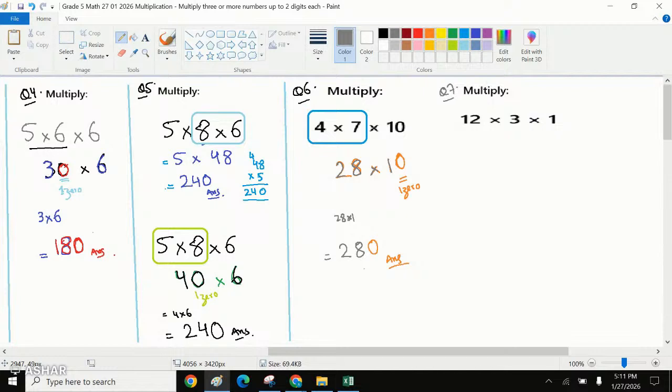Thank you, everyone. For the next question, multiplying by 1 would give the same answer, right? So we can do the first 2 digits. 12 multiplied by 3: 3 times 2 is 6, 3 times 1 is 3. That becomes 36 multiplied by 1. Anything multiplied by 1 stays the same.